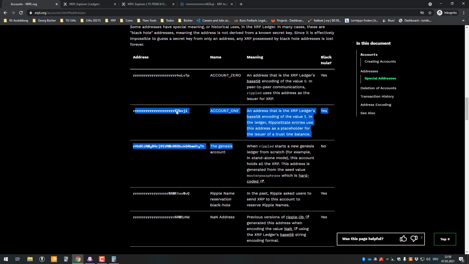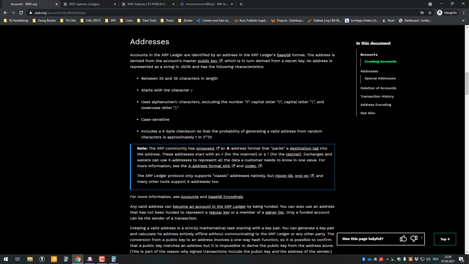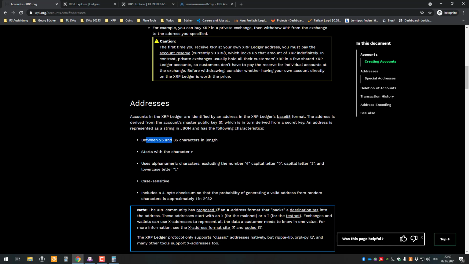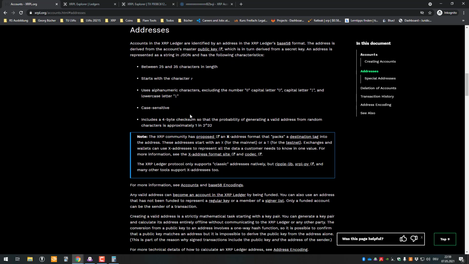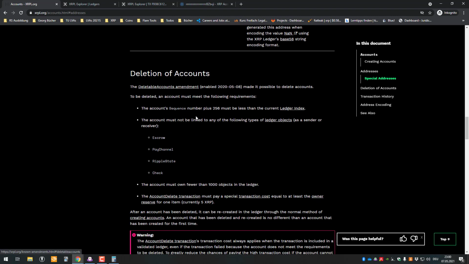Right. We can also check all the other stuff there, but all in all, like I said, it's between 25 and 35 characters in total length, and it's, as mentioned before, alphanumeric: A to Z uppercase, A to Z lowercase, and 0 to 9, and that's how XRP addresses are generated. So these are all the basics.